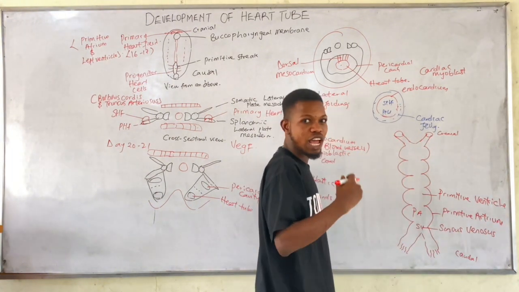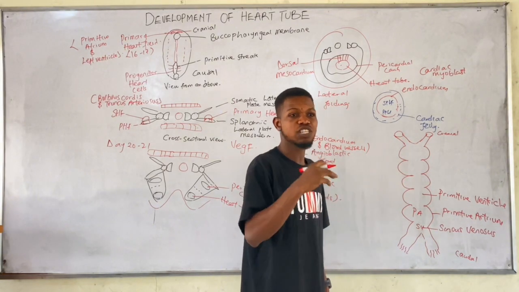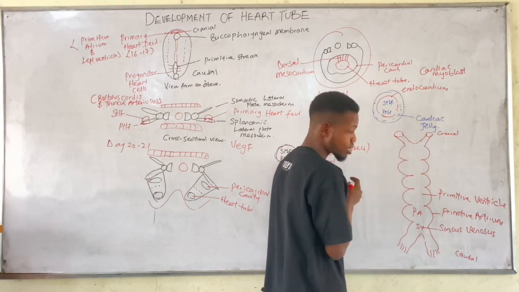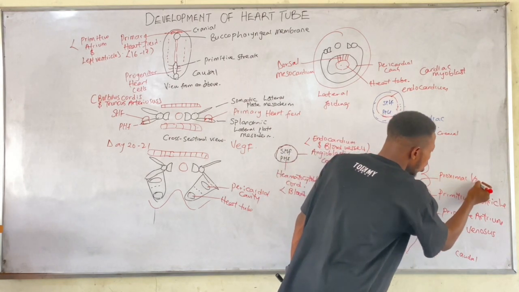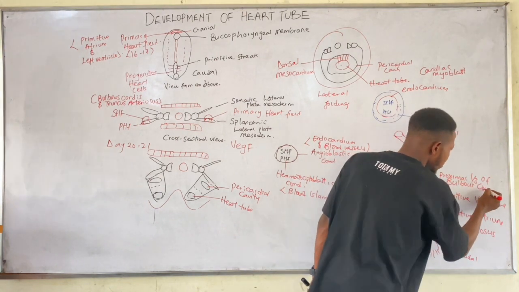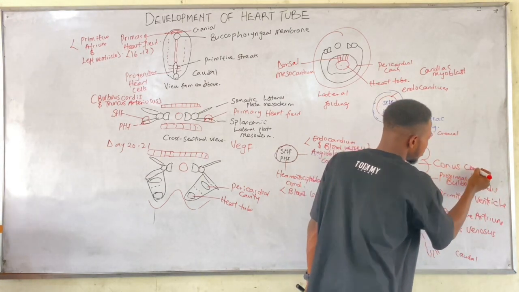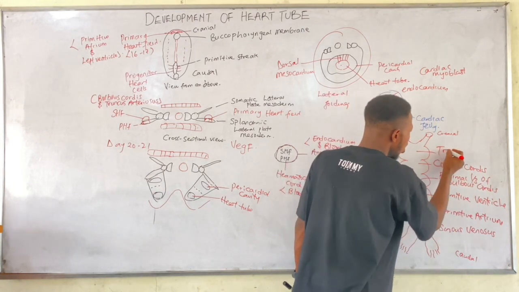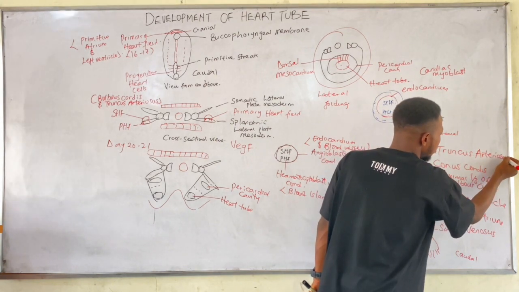Then the secondary heart tube elongates the two, just like I said, which is going to form the bulbus cordis and the truncus arteriosus. The bulbus cordis is divided into two parts. We have the proximal 1/3 of bulbus cordis, then we have the conus cordis. And lastly, formed by the secondary heart tube is the truncus arteriosus.